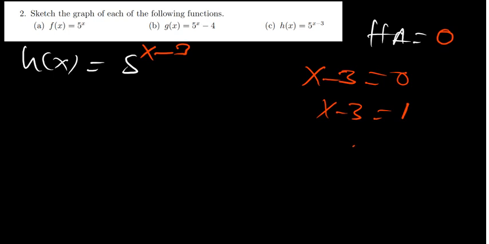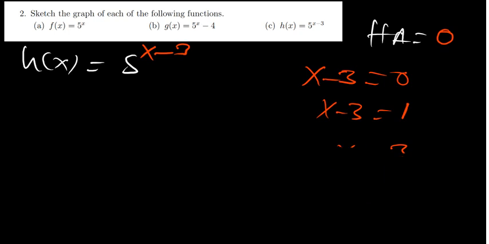So the first one, x will be equal to, if I shift the 3 to the other side, it's going to be equal to 3. Another one is going to be, if I shift this negative 3 to the other side, it's going to be plus. So x will be equal to 4. So we have two values of x now.